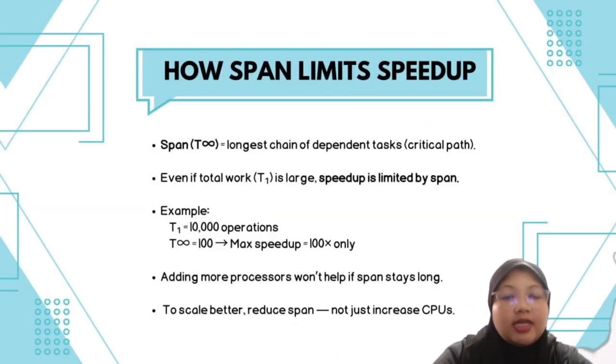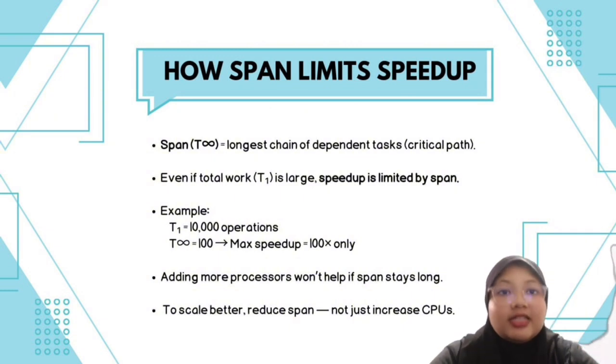In this slide, I will explain how the span or critical path limits the speedup we can achieve in parallel algorithms. The span refers to the longest chain of tasks that must be done one after another. These tasks depend on each other, so they can't run at the same time. Even if we have a large amount of total work that can be done in parallel, the span still sets a limit on how fast the whole task can be completed.